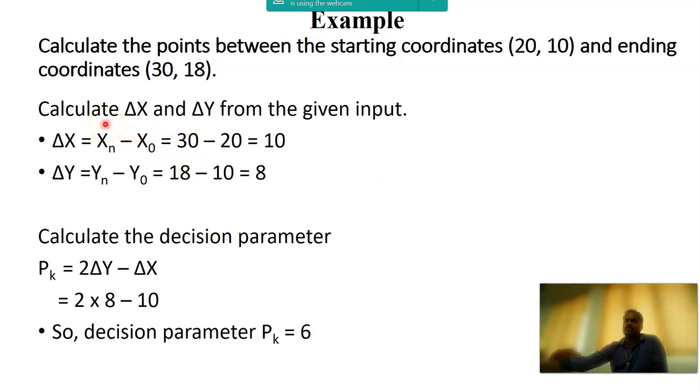So calculate the constants first. The constants here are del x, del y, 2 del y, and 2 del x. As per the given points, del x is x end minus x naught, that is 30 minus 20, which gives 10. And del y is 18 minus 10, which is 8. So del x and del y are calculated. The decision parameter p naught equals 2 del y minus del x, which is 6. We got it as 6, which is the initial value.